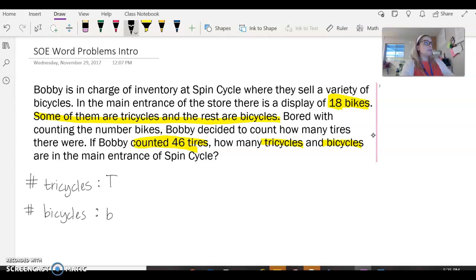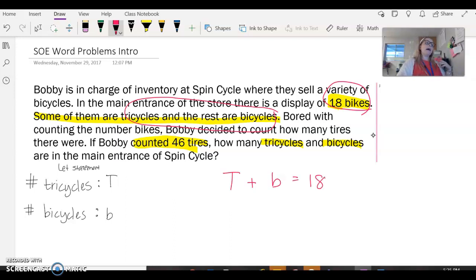This is what's called a let statement. We're going to let the variable T represent the number of tricycles and let the variable B represent the number of bicycles. Well, what do we know about the tricycles and bicycles? We go back up here, and it says that there's a total of 18, and some of them are tricycles and some of them are bicycles. We don't know how many of each, so our first equation is the number of tricycles plus the number of bicycles will be 18.